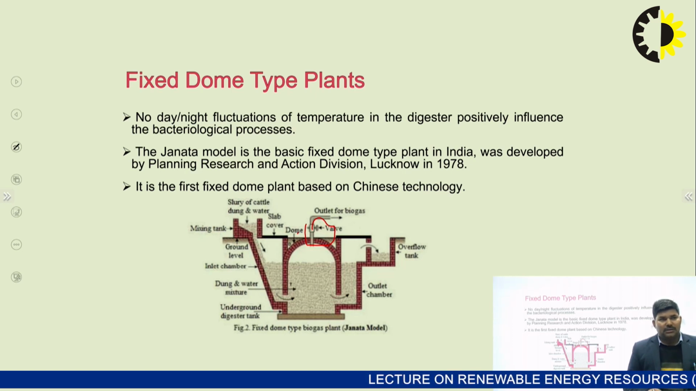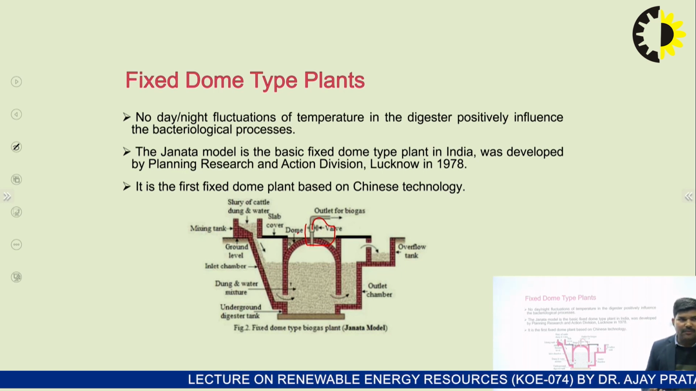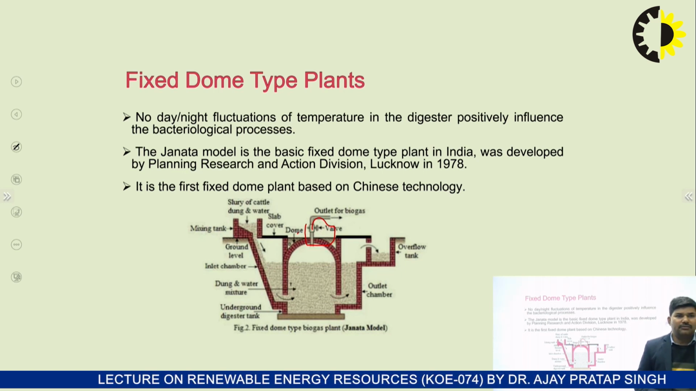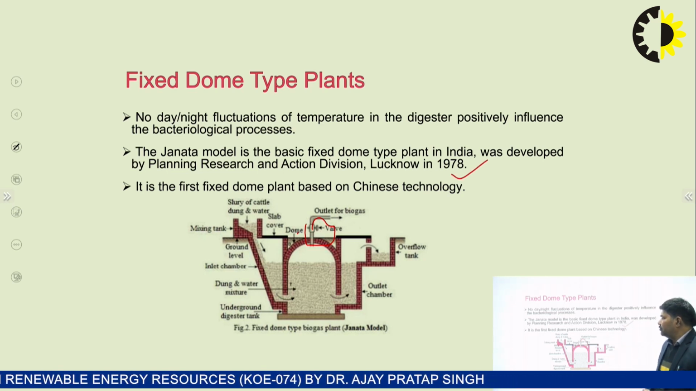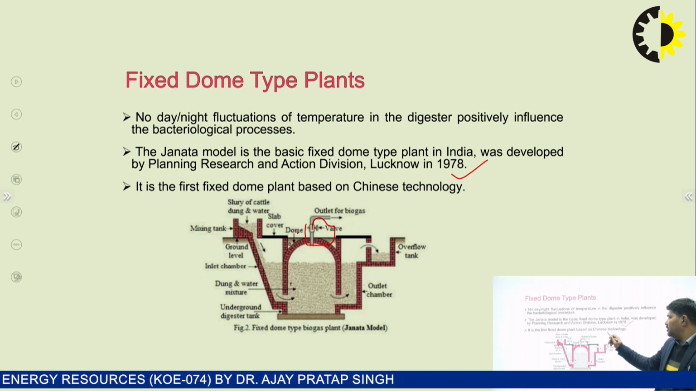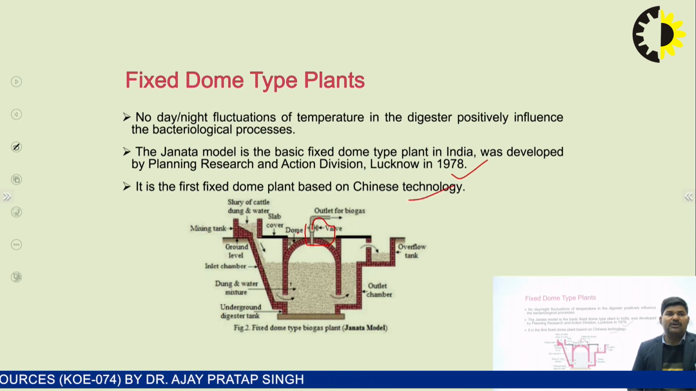In the Janta model, the basic fixed dome type plant in India was developed by the Planning Research and Action Division in Lucknow in 1978, and it is the first fixed dome plant based on Chinese technology. So these are the first type developed in 1978, the fixed dome type.